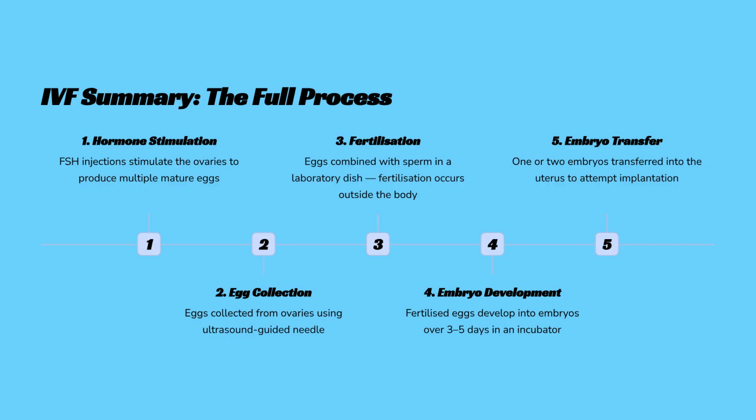To summarize, the IVF process involves 5 main steps: hormone stimulation, egg collection, fertilization in the lab, embryo development in an incubator, and finally, the transfer of embryos into the uterus.